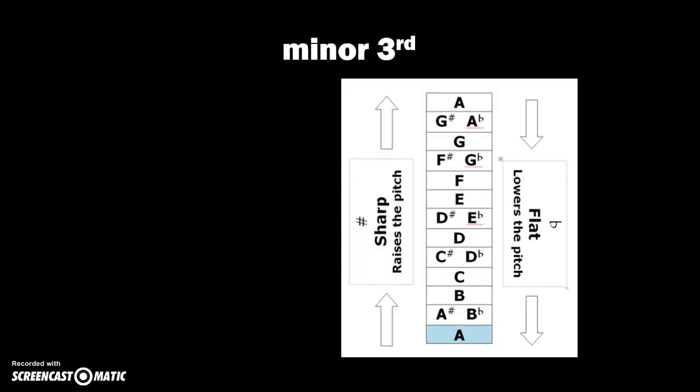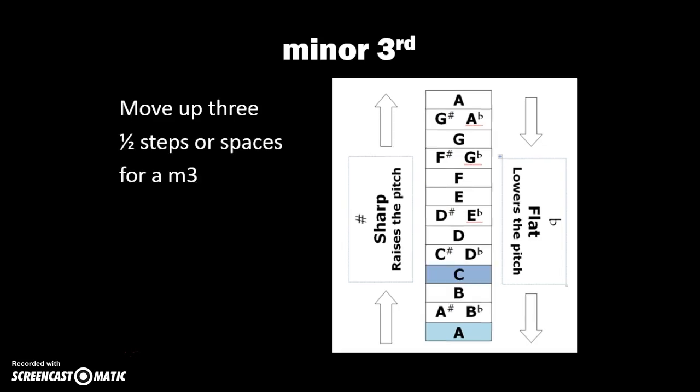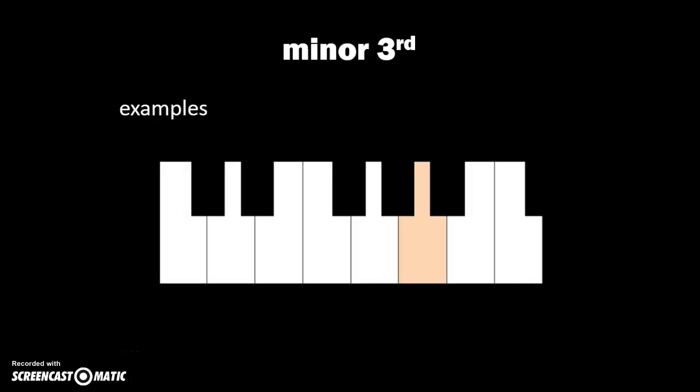If we look at this ladder diagram and we start on the letter A, we're going to move up 3 half steps from A, or 3 spaces. 1, 2, 3. So from A to C is a minor third. When we write that on the piano keyboard, we've got A here. We're going to go up 3 piano keys using all of the keys. 1, 2, 3, up to C.